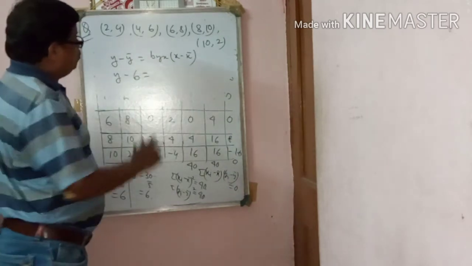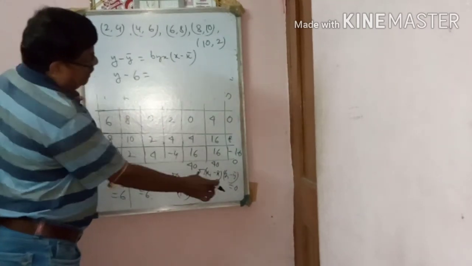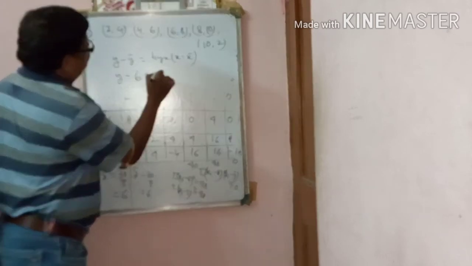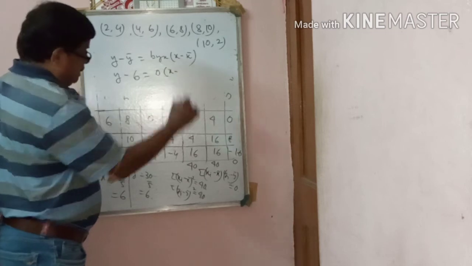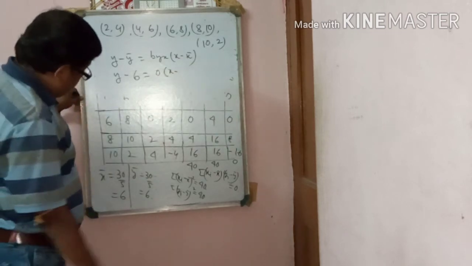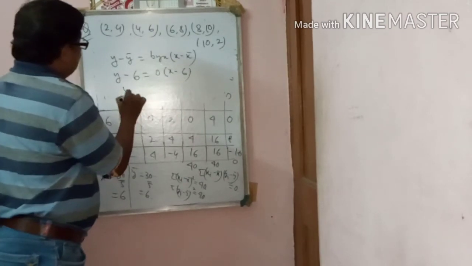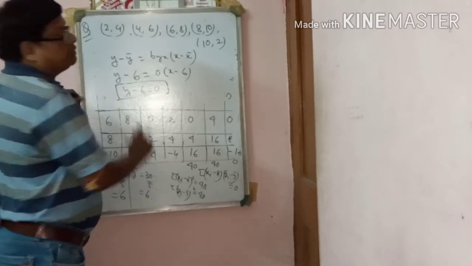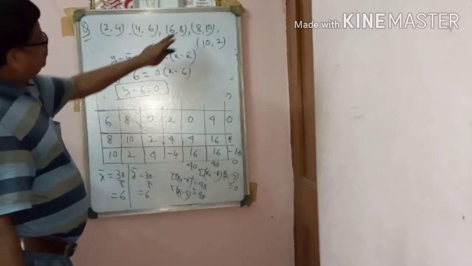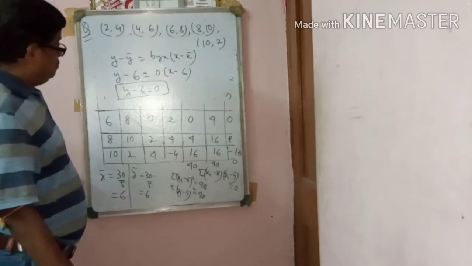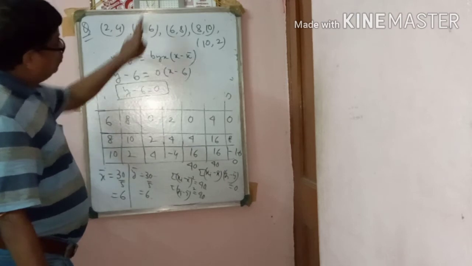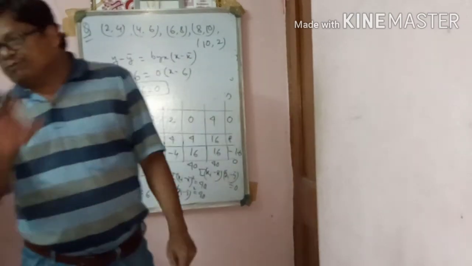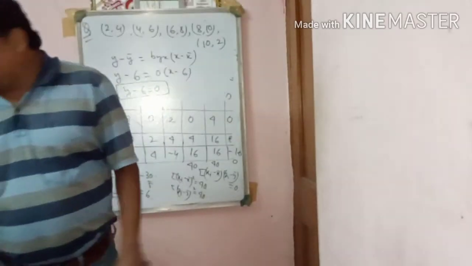So byx, you know, summation this by this is 0 by 40, so it will be 0 into x minus x bar. So x bar is 6, so here y minus 6 equals 0. This is the equation. The data was changed, that's why mistakes are there, no problem. So this is the process, and in that way you can solve the problem. Again I am solving one problem. One minute, wait.